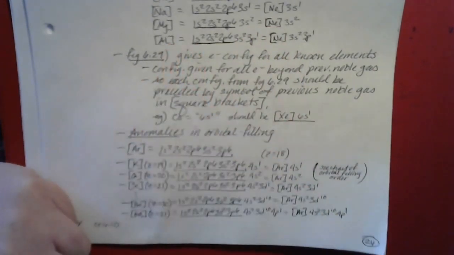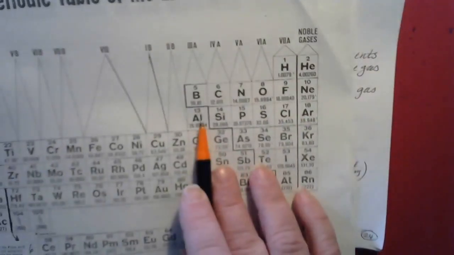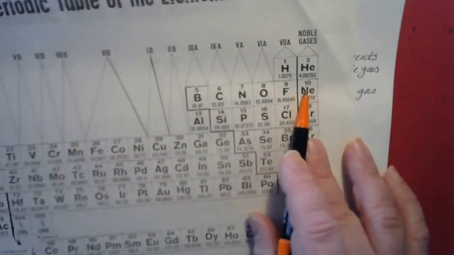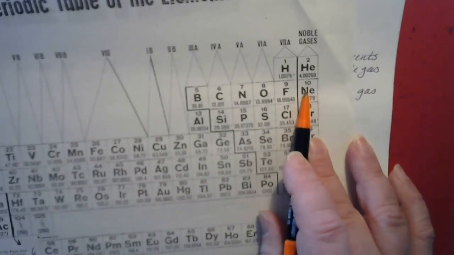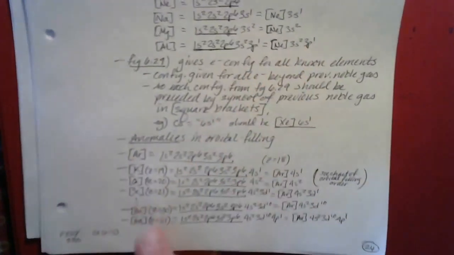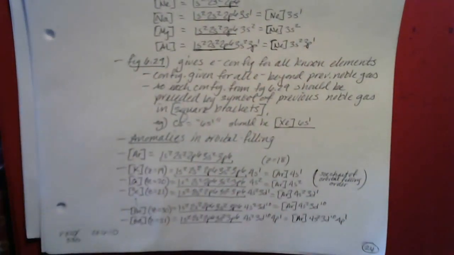So again, if you're looking at aluminum, it would say in the little square in figure 6.29 for aluminum, 3s2, 3p1. But in addition to that, you would have to specify the last previous noble gas, which is neon. Okay, so [Ne] 3s2, 3p1. And that's the way it works for each of the elements in figure 6.29.